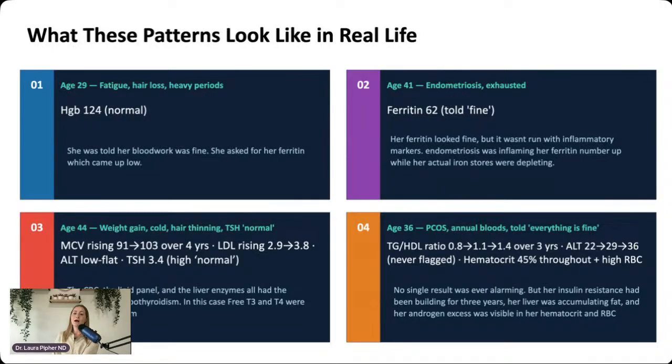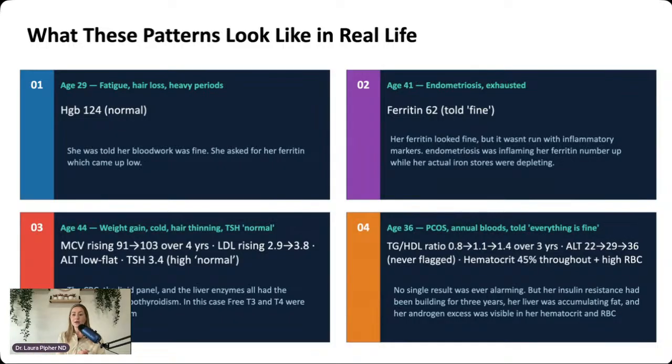And then the fourth case is someone who is 36 with PCOS, now known as PMOS. They were getting annual blood work and they were told everything was fine. This one, I think, is the most interesting case because nothing was really alarming, right? So they had their lipids done, their triglyceride to HDL ratio, which is not in your blood work, right? It is something that you have to look at your triglycerides, look at your HDL, and calculate. So this was not in their blood work, but over time, their ratio slowly was creeping up. Again, a marker of insulin resistance indirectly.